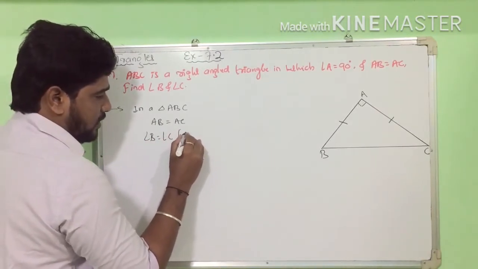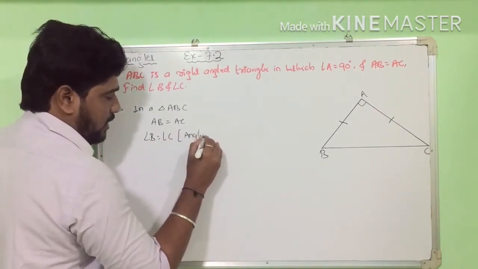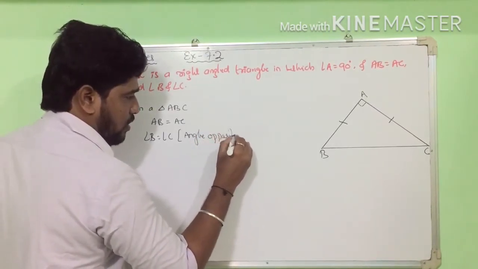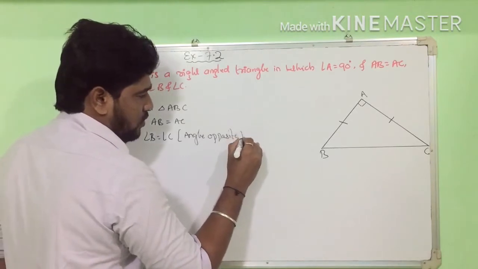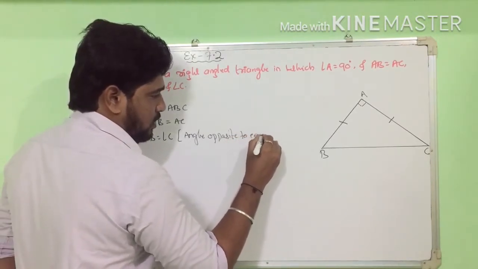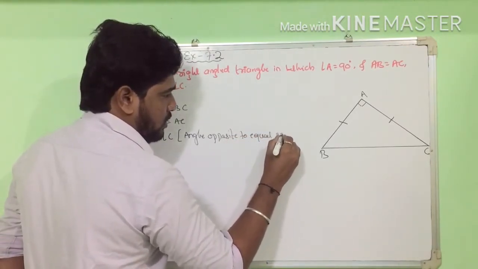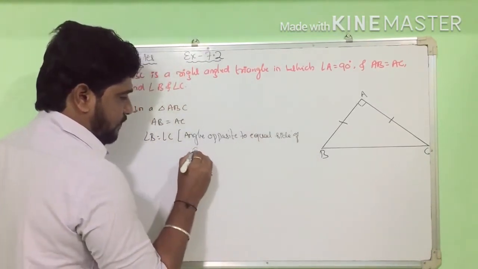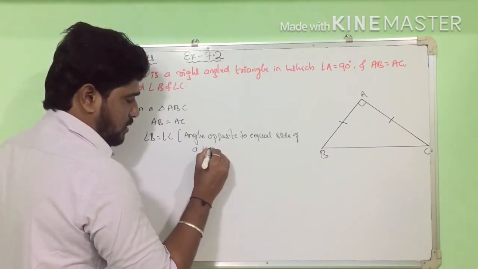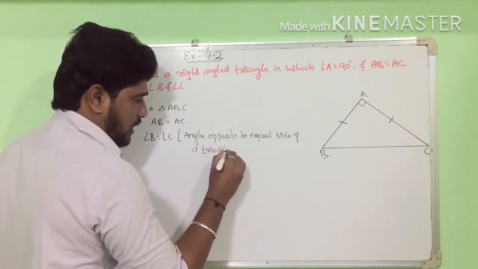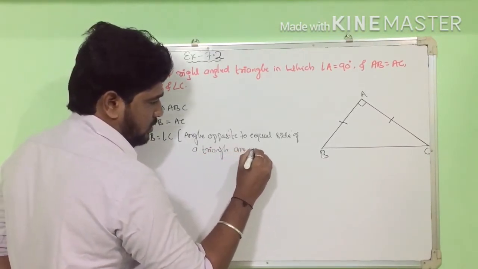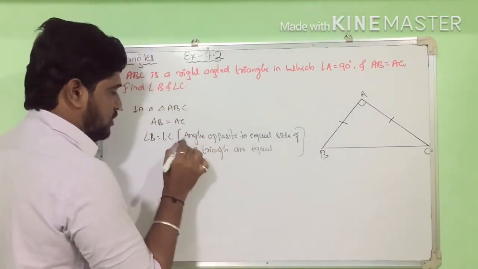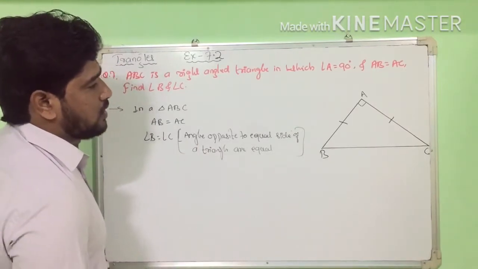Reason: angle opposite to equal sides of a triangle are equal. So is it clear? So these two angles are equal.